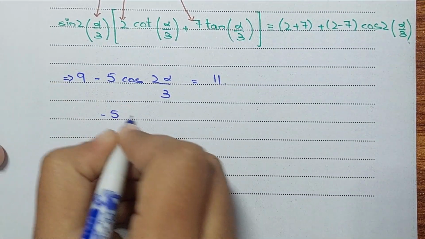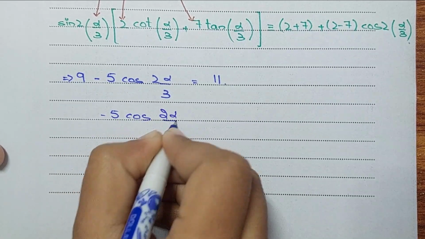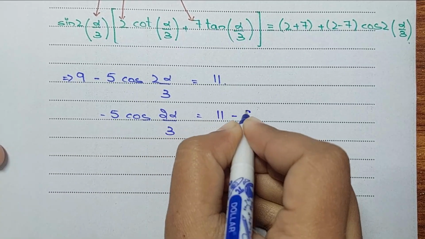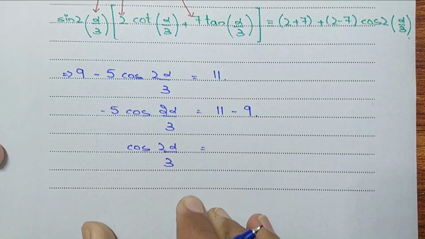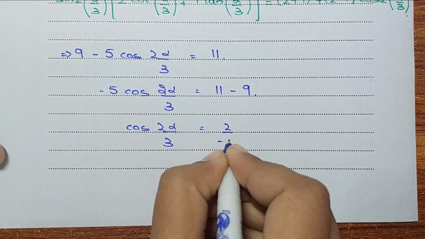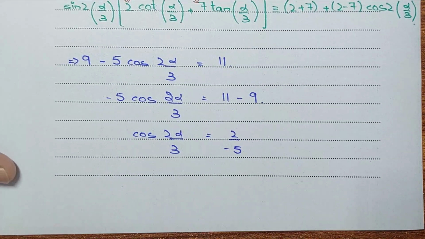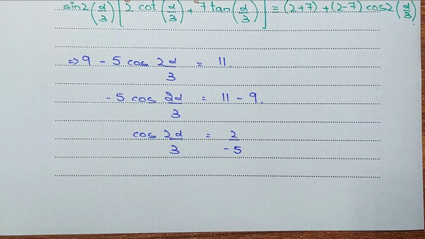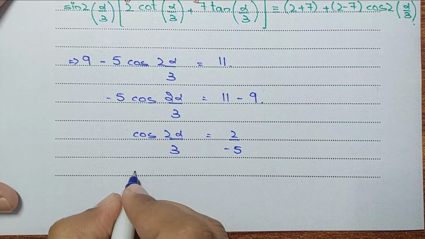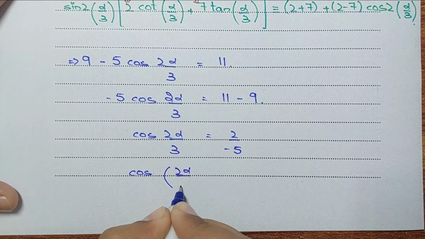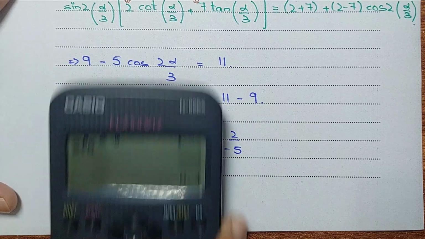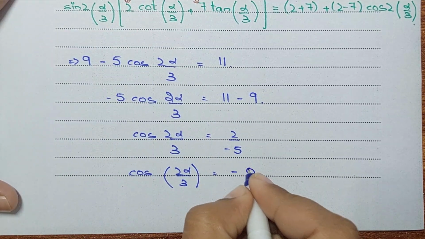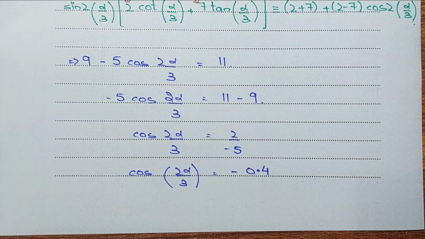Minus 5 cos 2 alpha divided by 3 would be equals to 11 minus 9. Cos 2 alpha over 3 would be equals to 11 take away 9, 2. 2 divides minus 5. This makes cos negative, right? So cos of 2 alpha over 3, this is your angle now. This would be equals to 2 by 5, which is 0.4, negative of 0.4. So cos is negative 0.4, this value is in the range between -1 and +1, right?